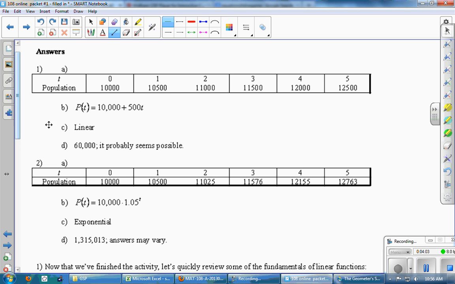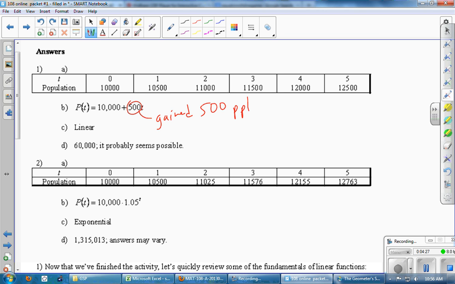Okay, so just a tiny bit to say about these answers. This one right here, let's make sure we understand where that function comes from. So 10,000 is the initial population, and then the plus 500t is because that 500 represents that we gained 500 people per year. And actually, I'm going to circle the whole 500t. I'm going to say 500t represents that we gained 500 people per year.